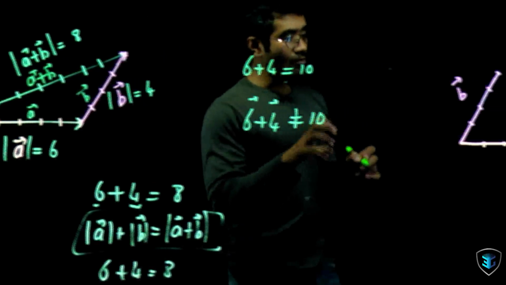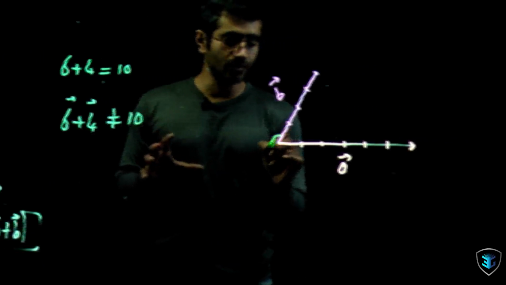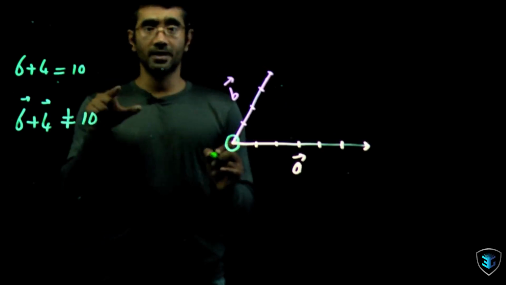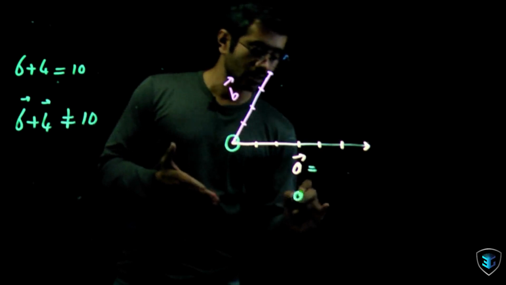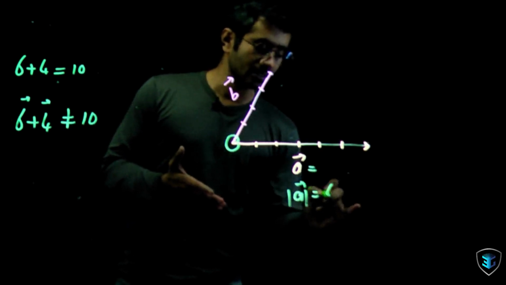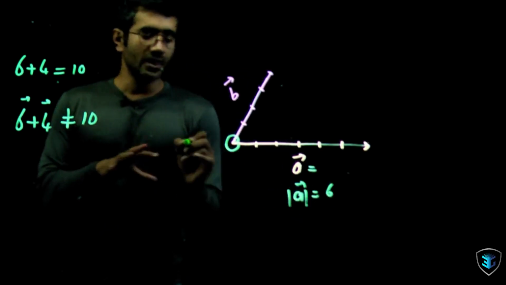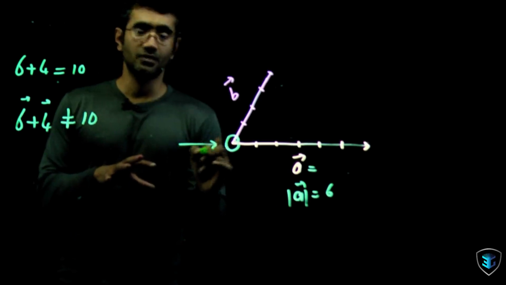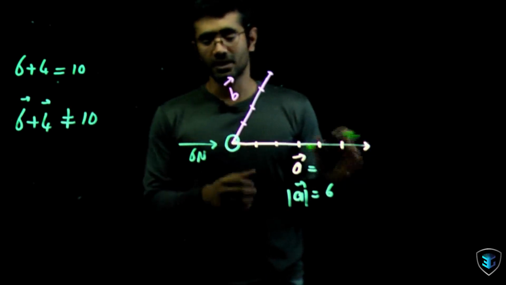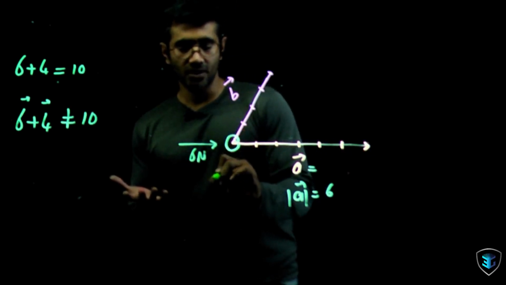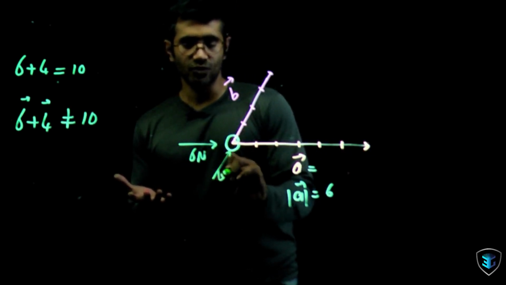Now let's talk about another situation. Let's say that there's a football here and there's one player hitting the football in this direction, and let's say the modulus of vector A here is nothing but 6 again. So there's a player who is hitting the ball here with 6 Newton force, which is represented by this vector A. And there's another player who hits the ball here in this direction with 4 Newton force.